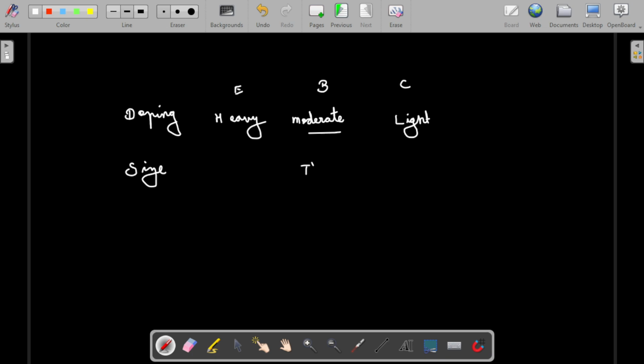We know the width of the base region will be very thin and the width of the collector region will be large. This large width is needed to collect more holes from the emitter region, but we may not know this width, so this is also moderate. This is the order of doping and size in the BJT.